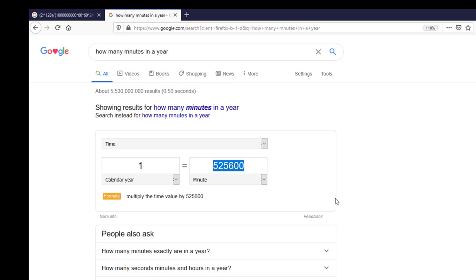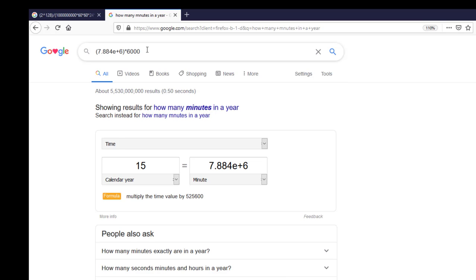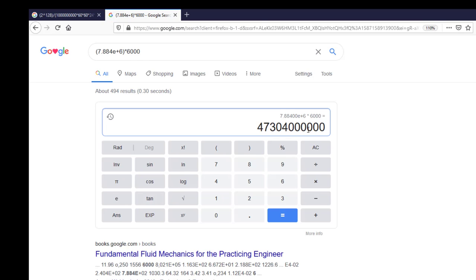So there's 525,600 minutes in a year. If I take 15 years, that's 7 million minutes. So if you take 7 million minutes and multiply by the 6,000 YouTube videos per minute, you end up with this number here, which ends up being 47 trillion, 304 billion YouTube videos.